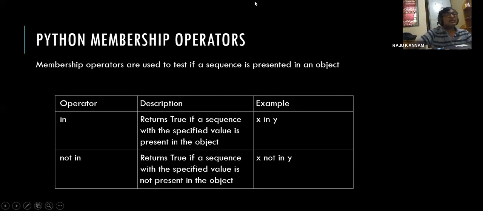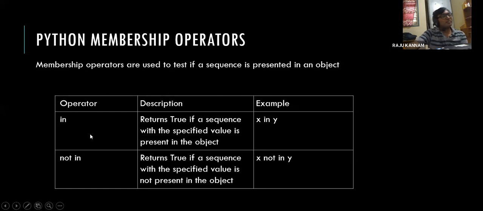Like in C and other programming languages, we have come across arrays, right? In an array we store multiple values. In that array, I want to check whether one particular value is there or not. For example, a fruits array where apple, banana, orange, jackfruit, everything is saved. Then I want to check whether pineapple is available in that fruits array or not. For that purpose, we will use membership operators.